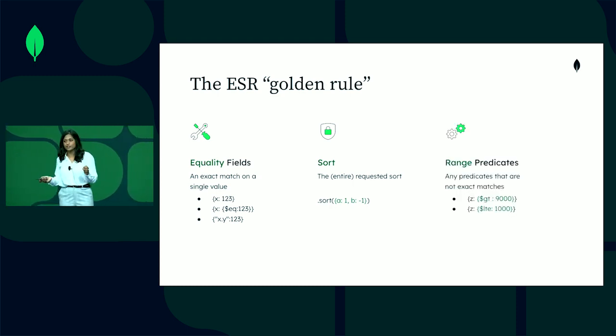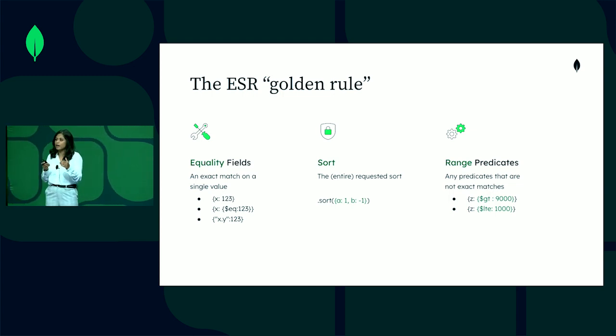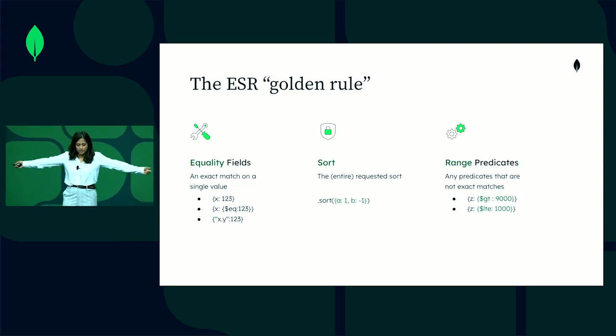And then the last thing is your range predicate, which is nothing that exactly matches the fields in a document, but there's a way to find that. And yes, this is how we do ESR.